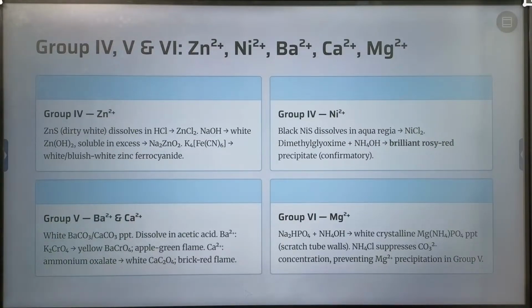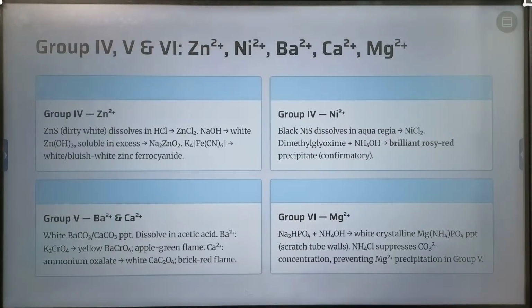If it is zinc, you take the salt solution and add sodium hydroxide, and you will get a white precipitate which is due to zinc hydroxide, and this is soluble in excess sodium hydroxide. If you add excess sodium hydroxide, it will get dissolved. So that is a confirmatory test for zinc.